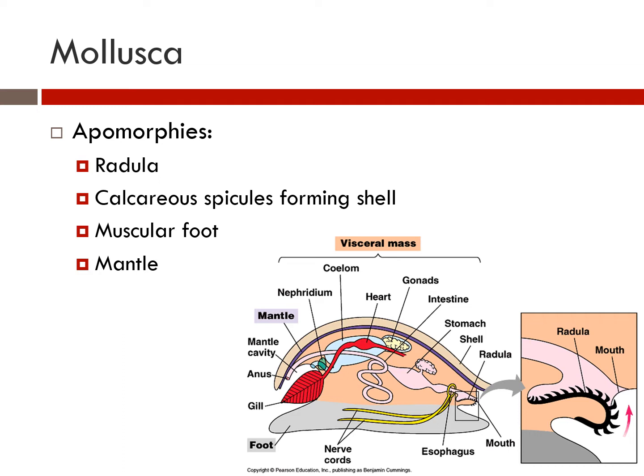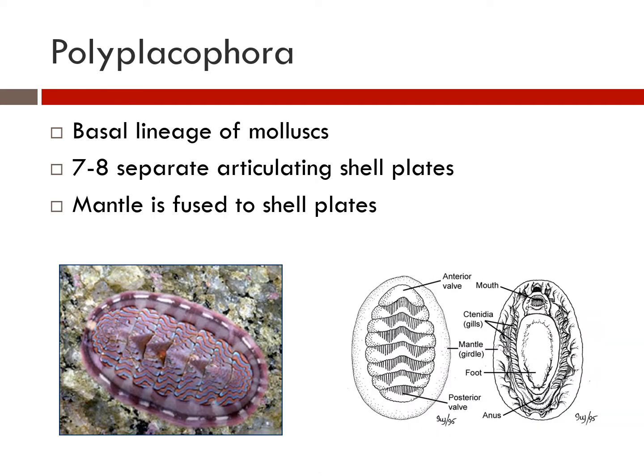Moving on from the mollusks. Anyway, apomorphies, mollusks, they're all going to have this to some degree. The basal lineage of the mollusks, we've got the polyplacophorans. We've got local ones here. We've got chitons. If you've ever been to the tide pools, you'll see them stuck onto the rocks.